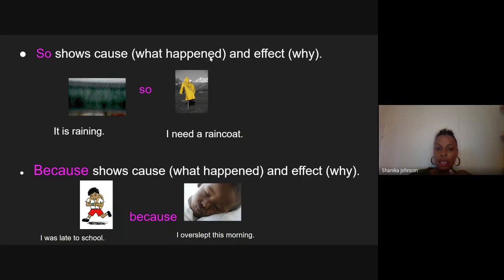So shows cause and effect. Remember, the cause is what happened, the effect is why it happened. So here I have a picture of it raining, and I have a picture of a raincoat. So here are my 2 sentences: it is raining, I need a raincoat. Well, I could use one of my joining words to make this 1 sentence. My 1 sentence would be, it is raining, so I need a raincoat.